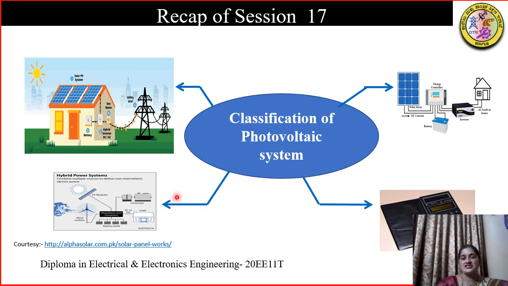Before we start session 18, let us have a recap of what we studied in session 17. In session 17, we studied about the classification of photovoltaic cell. We broadly classified the photovoltaic cells into two main categories, that is centralized power plant as well as distributed photovoltaic system. And the distributed photovoltaic system was again reclassified into four main types, that is standalone system, the grid interactive system, the hybrid system, and consumer applications.